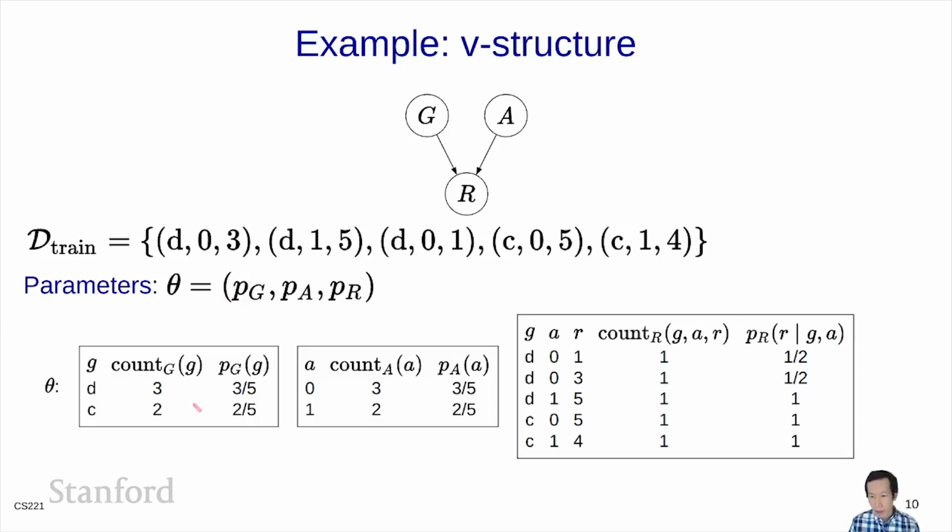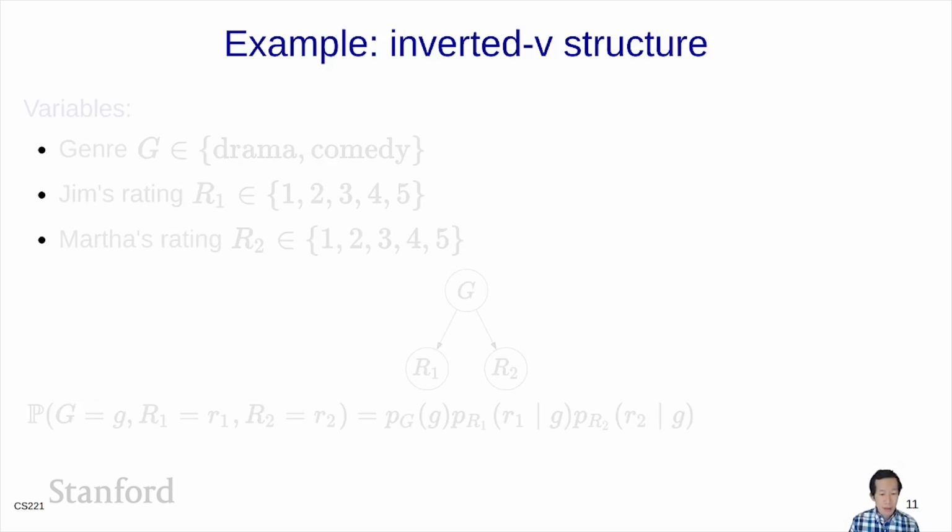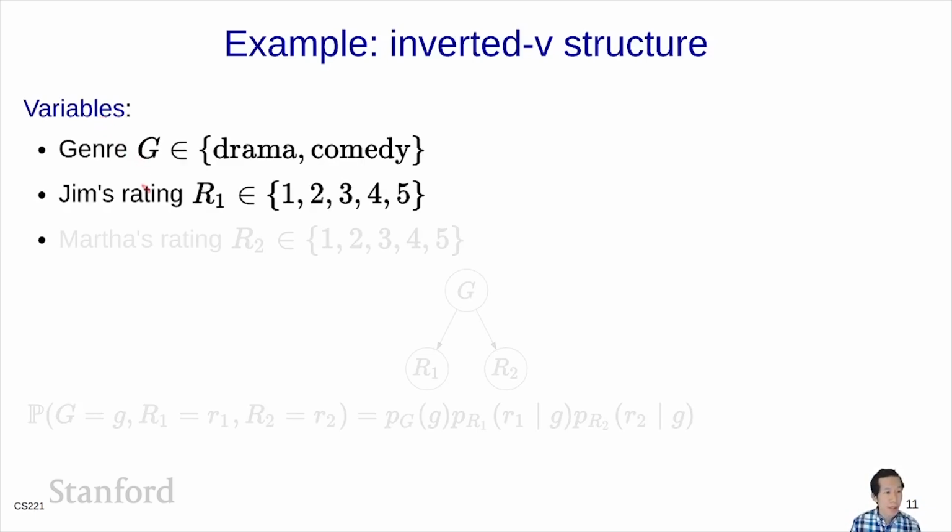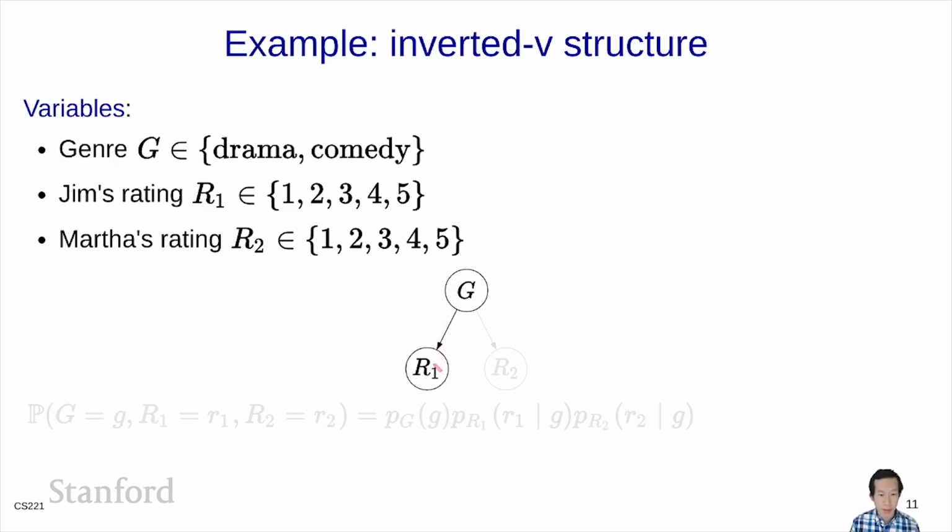So one thing you might note is that a lot of these probabilities are 1, and the probabilities that are not mentioned here are 0. So you might wonder if this is a good estimate, but we'll come back to that later. So now let's invert the V structure. Let's look at a different structure. We have the genre, and suppose we have two people, Jim and Martha, and they're both going to rate this movie, and both of them rate it depending on the genre. So G generates R1 and G also generates R2.